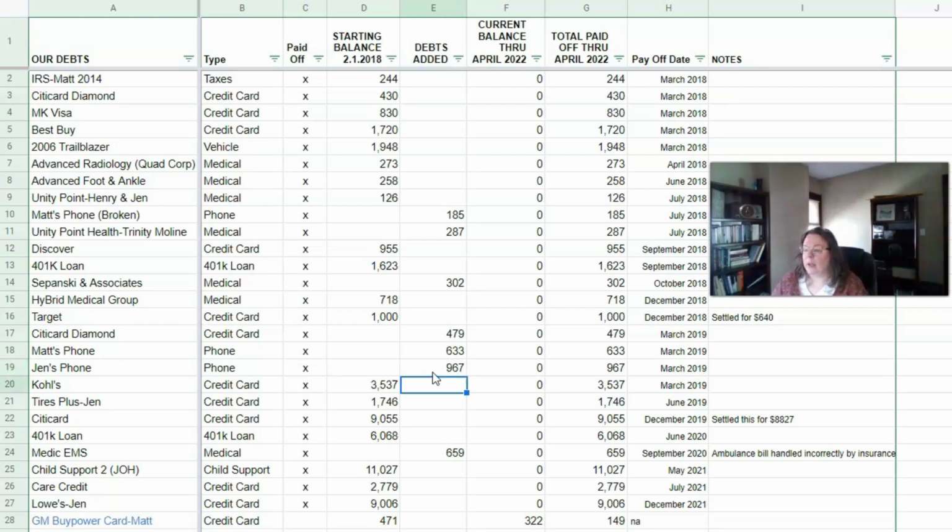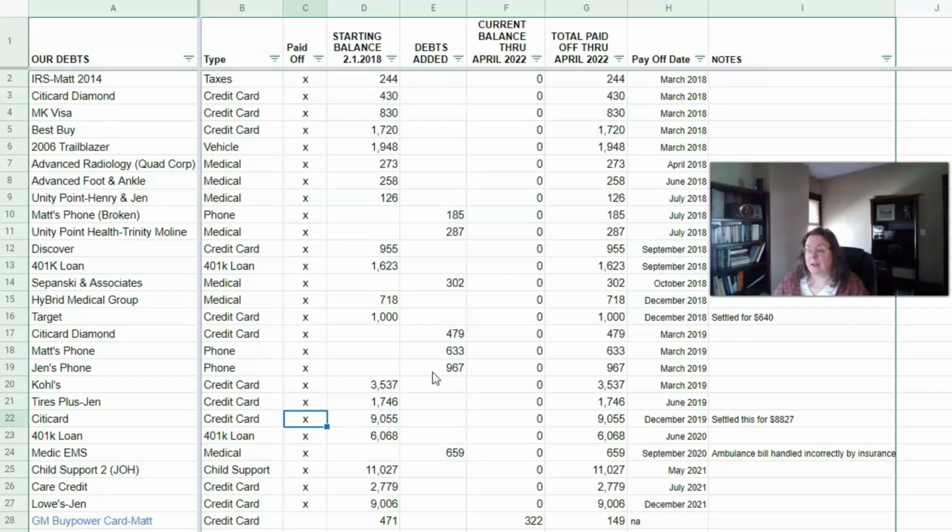All right, moving on. The other thing that we paid off with that was the Kohl's charge. Now, we didn't owe $3,500 at the time that we paid it off, but it was significant. We got a pretty hefty tax refund again that year. So we paid off the Kohl's card with that, and that had totaled $3,537. It was a few more months before we were able to pay anything else off. This time we paid off my Tires Plus card for $1,746.